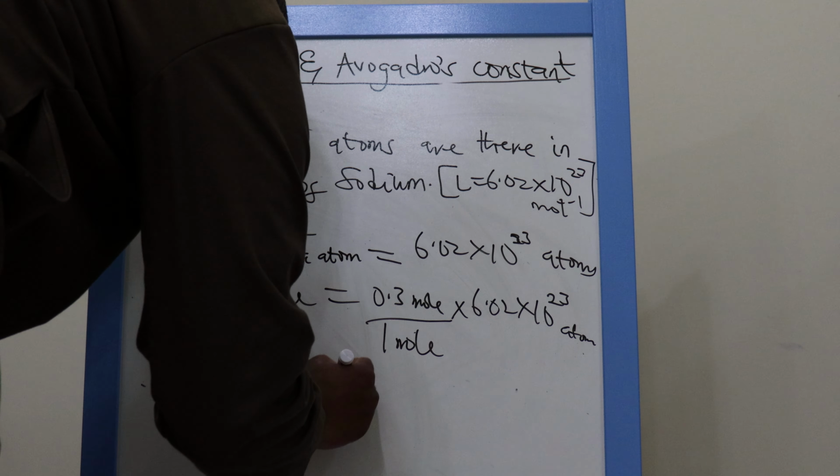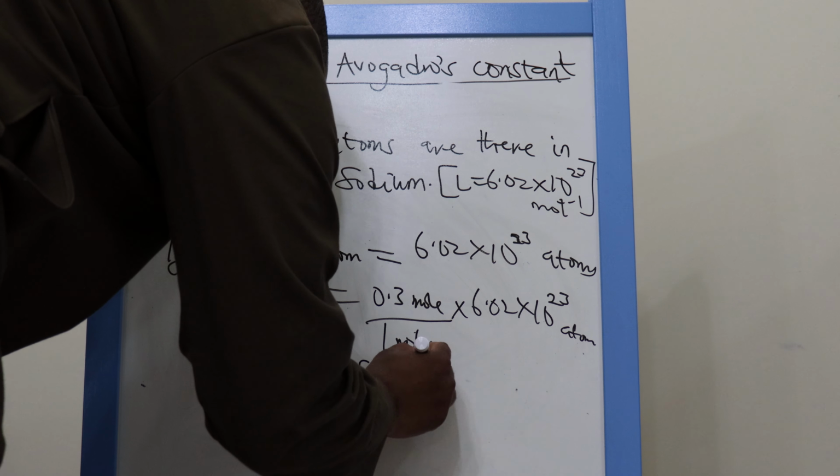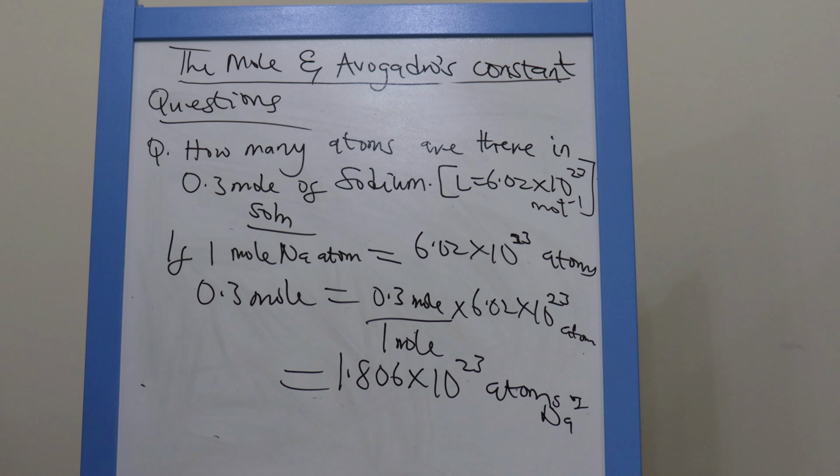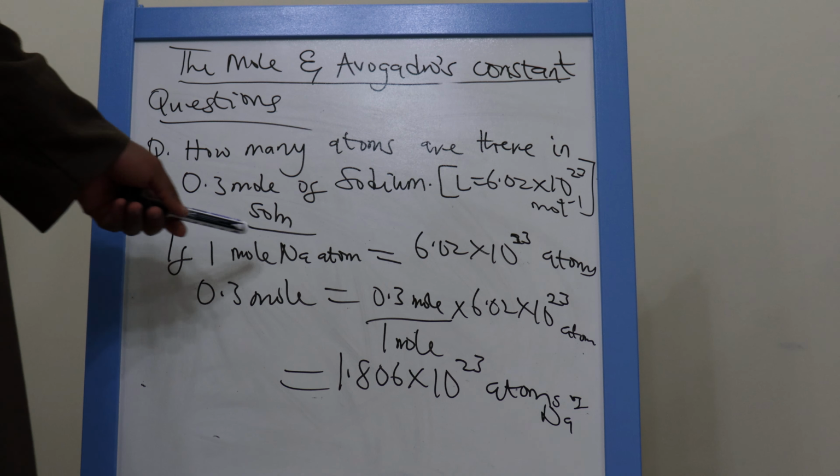I have 1.806 times 10 to the exponent 23 atoms of sodium. So this is the answer. If 1 mole contains this, 0.3 will contain this. Simple. This question is simple.